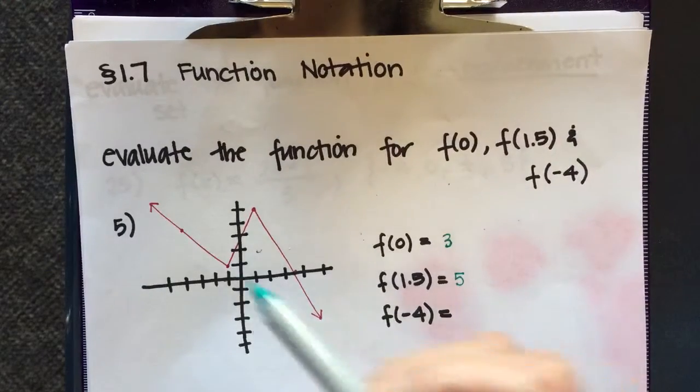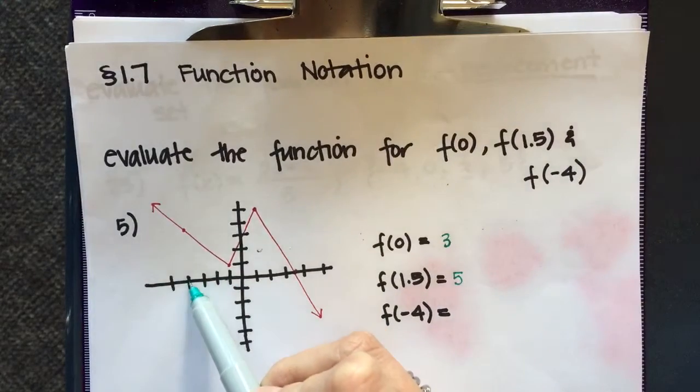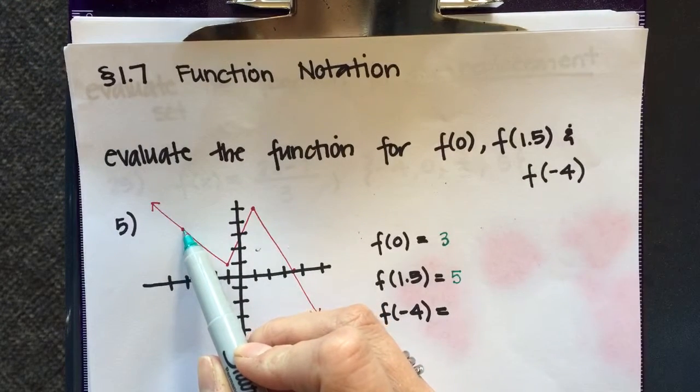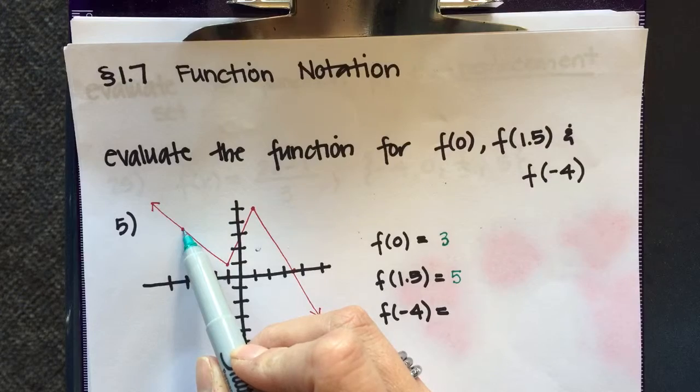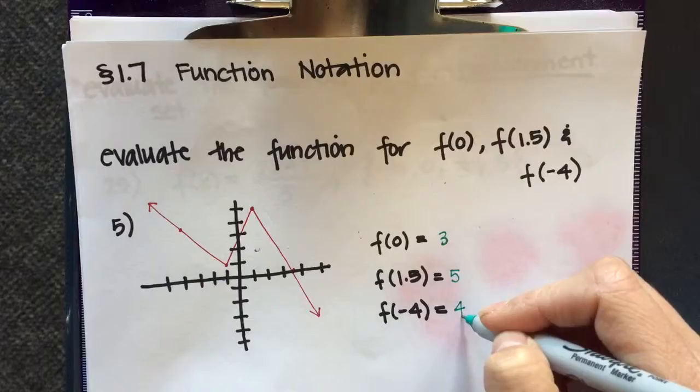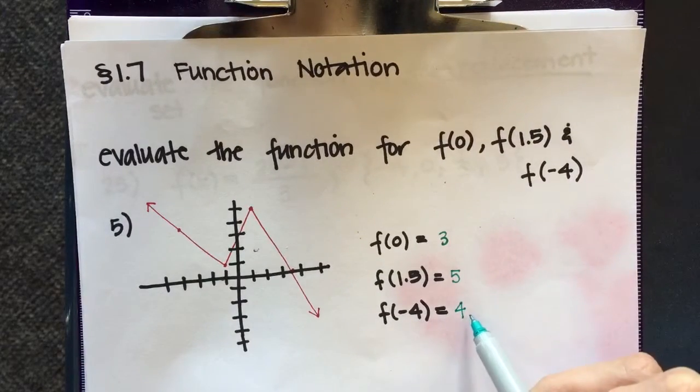And the last one, f of -4. So the x coordinate is -4. Go up to the graph. There's that point. When the x coordinate is -4, the y coordinate is +4. So the value of function f at -4 is 4.